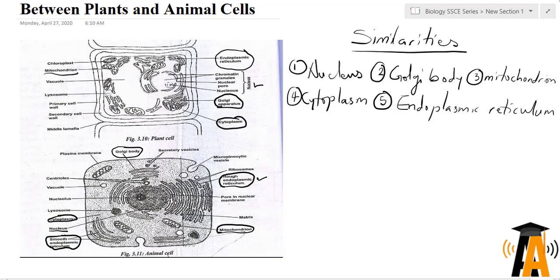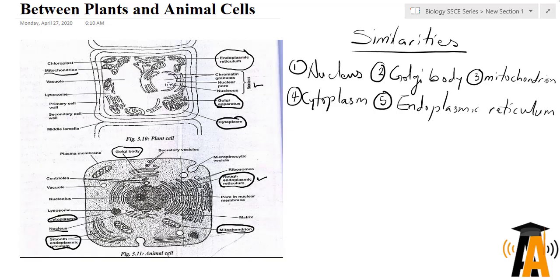Alright, so these are some of the similarities, not all of them. That said, we did 5 together. I trust you can still pick out the rest. You just go to the first structure, pick out one of the organelles, go to the second and compare. If you can find it, it's a similarity. That's what both have. That's the meaning of similarity, what both cells have.